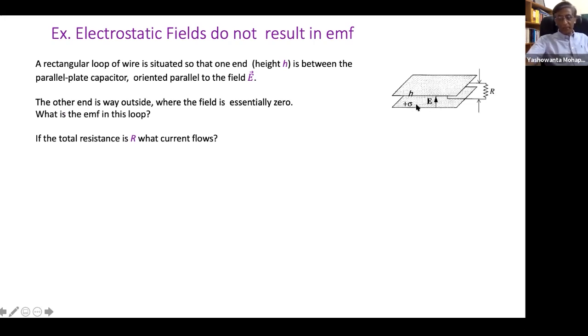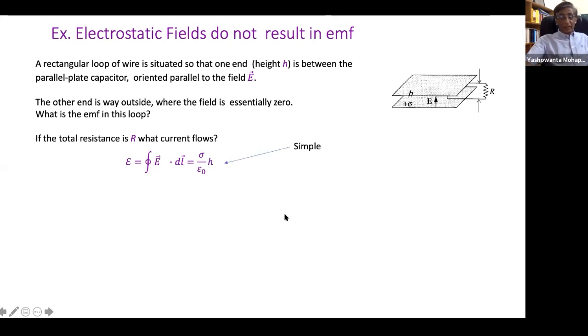The field drop is sigma by epsilon naught. Our field here is that, and the height is h. Okay, and there's a constant field. So the possible answer is that E is sigma by epsilon naught, and only this arm contributes. Hence sigma by epsilon naught into h is the EMF.